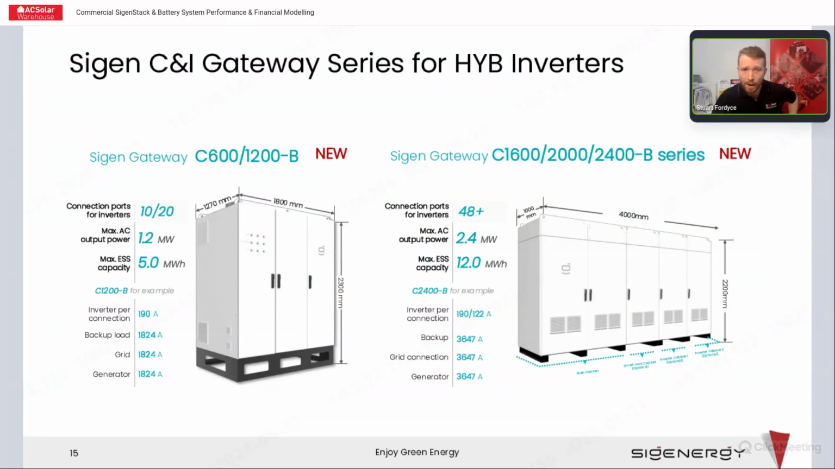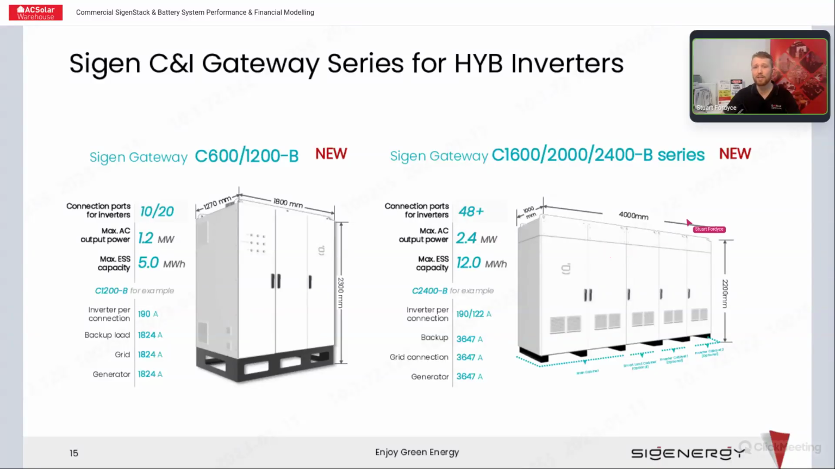All right, gateways. There are 2 large commercial and utility scale size gateways. Now, these won't be available for the first 6 to 9 months of the SigenStack product being available on the market. But it gives you a bit of an insight into what is to come in this space.